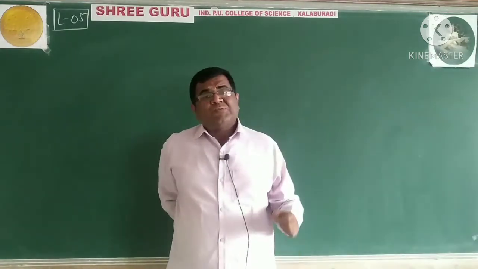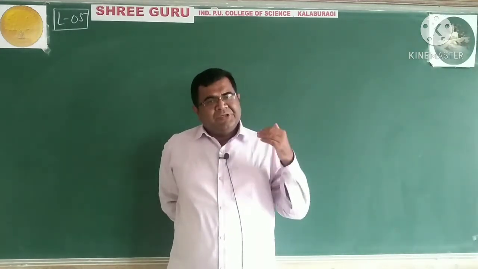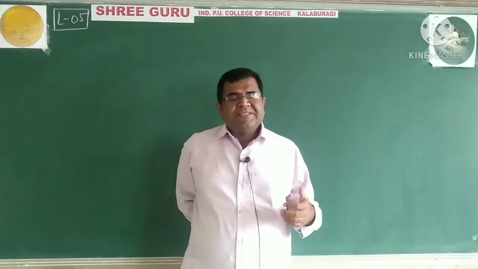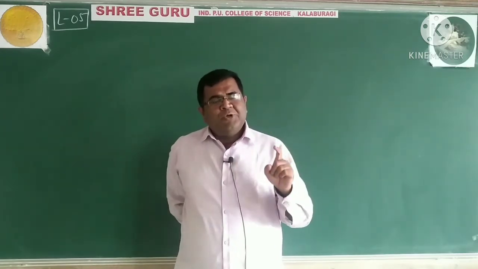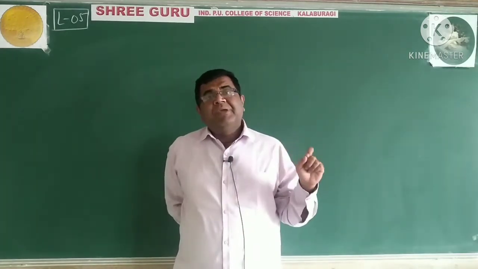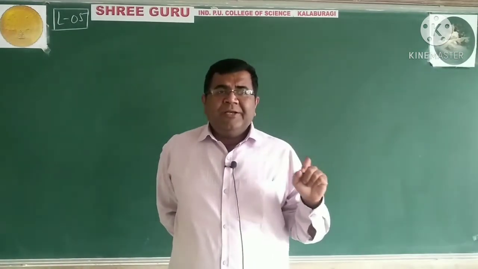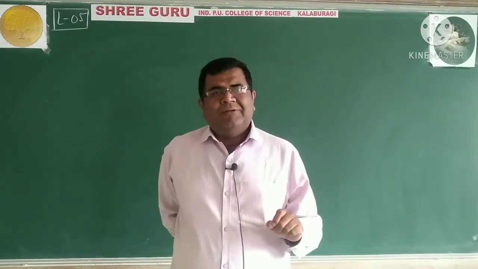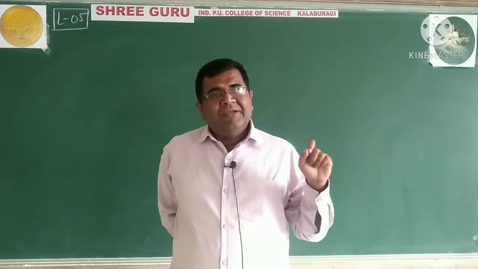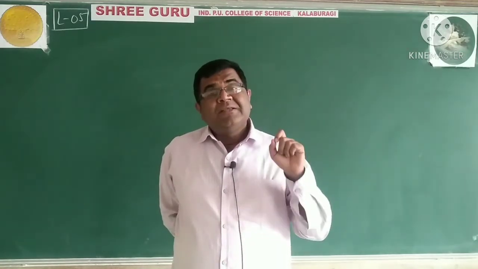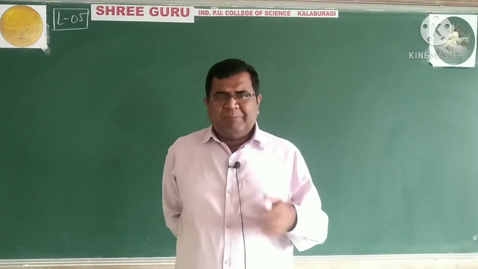In the last class we have completed the number of atoms per unit cell in different types of cubic unit cells. We found that in simple cubic unit cell it is 8 into 1 by 8, that is 1. In BCC, body centered cubic unit cell, 8 into 1 by 8 plus 1 into 1, that is 2. And in face centered cubic unit cell, 8 into 1 by 8 plus 6 into 1 by 2, 1 plus 3, equals 4. That part we have completed.